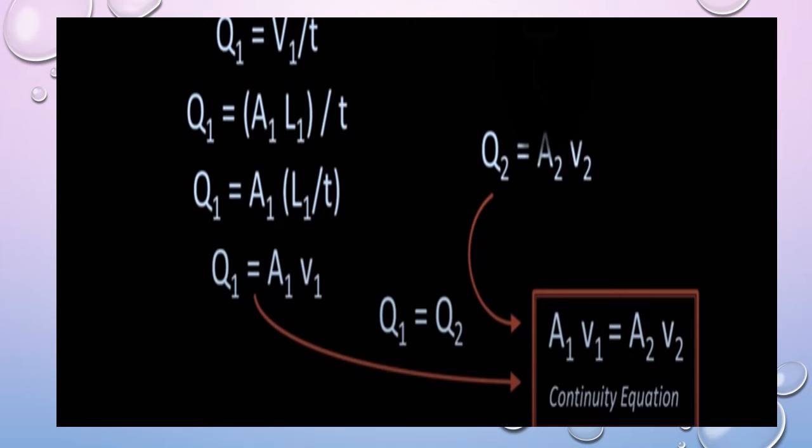Now in the identical case, if we define a section 2 in the wider part of the pipe, we can quickly determine the value for the fluid flow as Q2 is equal to the area 2 times the velocity 2. So we can write Q2 is equal to A2 V2.